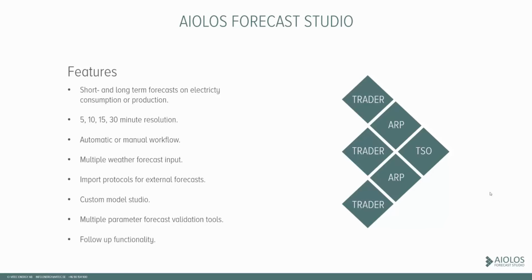You could also import external forecasts, so if you already have a forecasting solution, if you make it manually or if you have another system, that doesn't really matter, you could of course import that forecast into Aiolos and maybe weight it together with some other forecast or do some follow-up on the accuracy, for example. So this software is not only for the models that we have created, it's also for external forecasts that you could bring in. If you like, you can make your own custom models in the software.